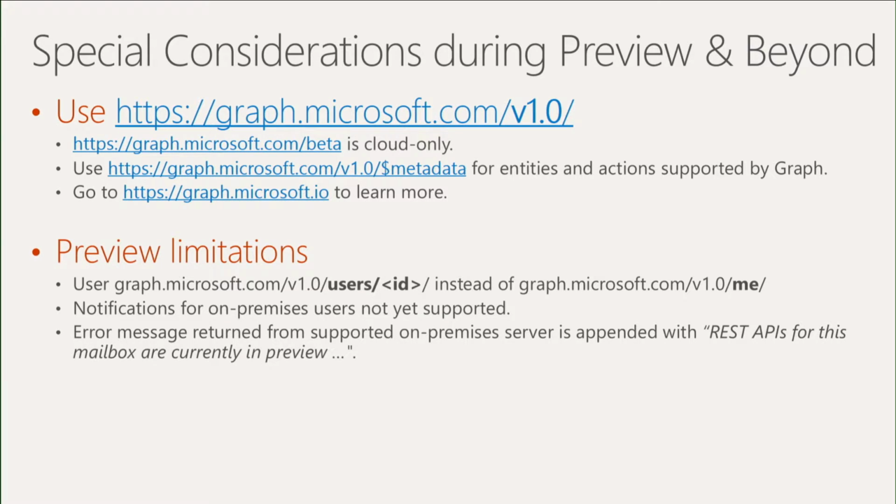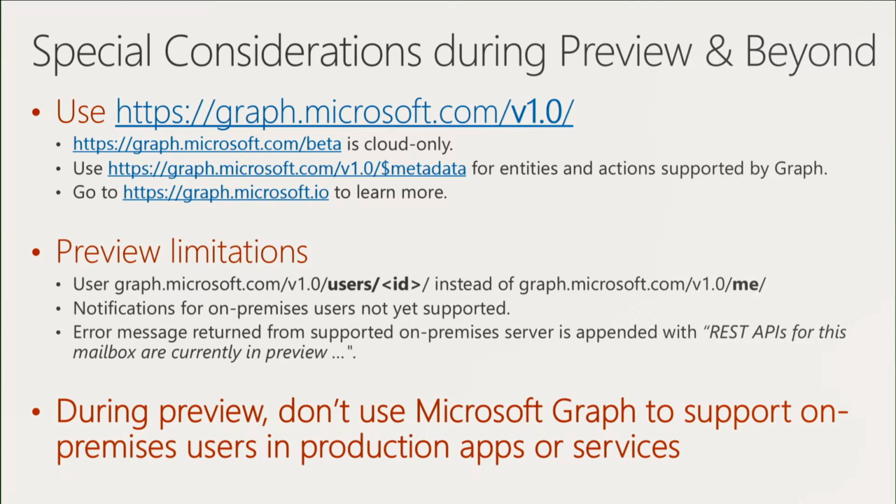3, you will see that every error message which comes from the on-premises server is appended with the REST APIs for this mailbox are currently in preview. And that's to just remind everybody, this is preview. Don't build production apps yet on this, right? This is the time for you to evaluate it, give us feedback so we can make improvements. And we are anxious to go quickly exit preview, but at that point you can use this for production apps. Right now, this is mainly for evaluation, giving us feedback.